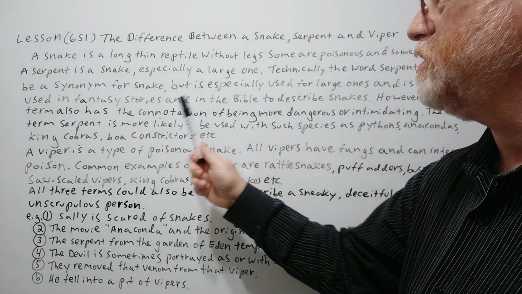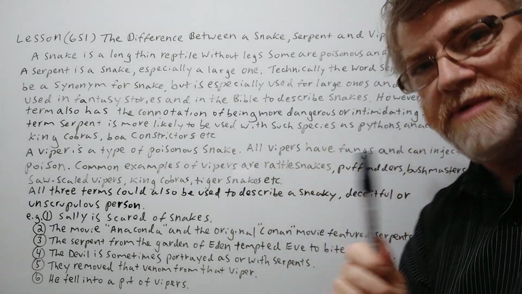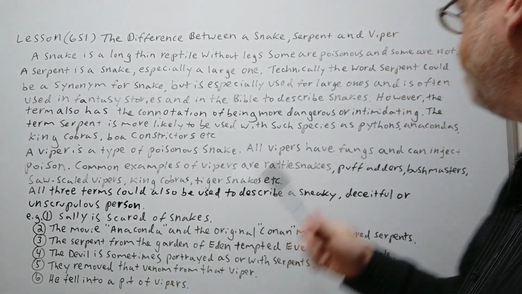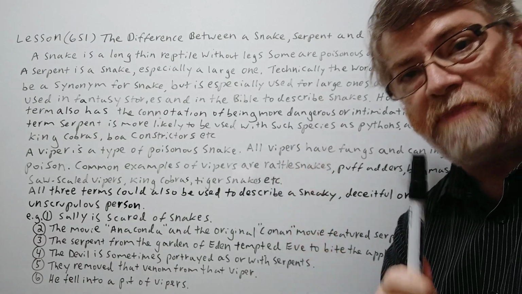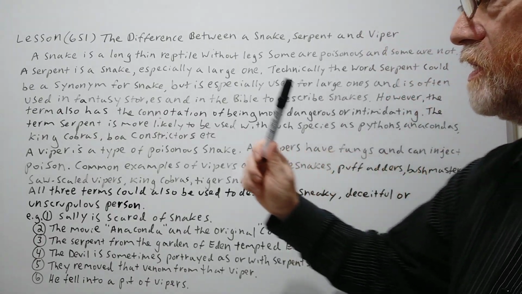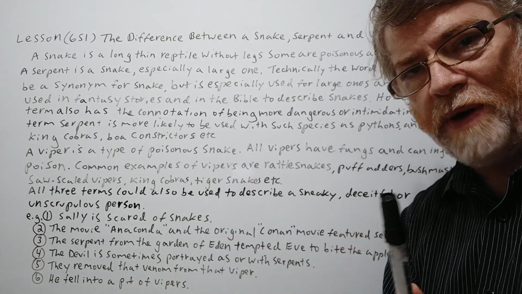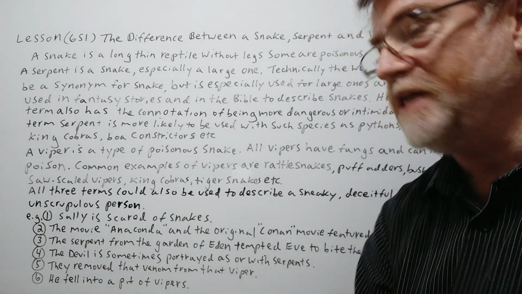However, the term also has the connotation of being more dangerous or intimidating. So serpent sounds more scary than just snake by itself. The term serpent is more likely to be used with such species as pythons, anacondas, king cobras, and boa constrictors, etc. So the focus with serpents is size, basically.